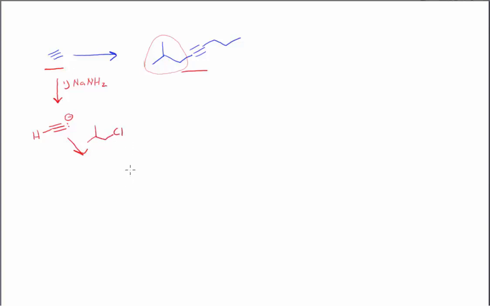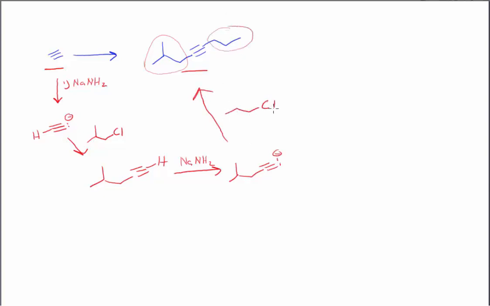So this is isobutyl chloride, and that will put on the isobutyl group. And now we have this, which is sort of halfway to our desired product, and we can basically repeat what we just did. NaNH2. Now we have an anion on the other side, and we can add, in this case, the 3 carbon chain that's over there, propyl chloride, and that will get us to the product.